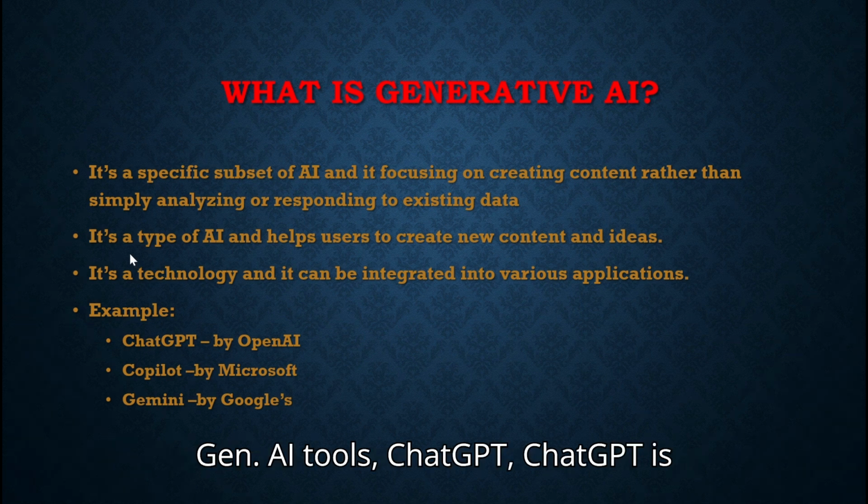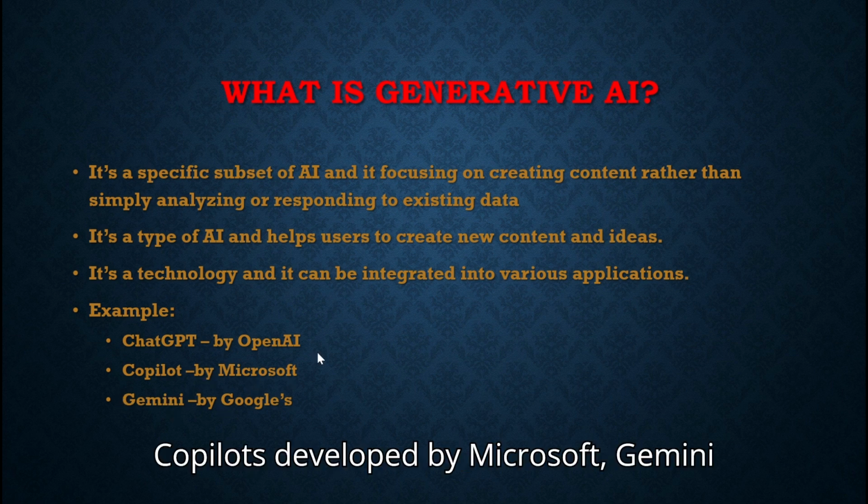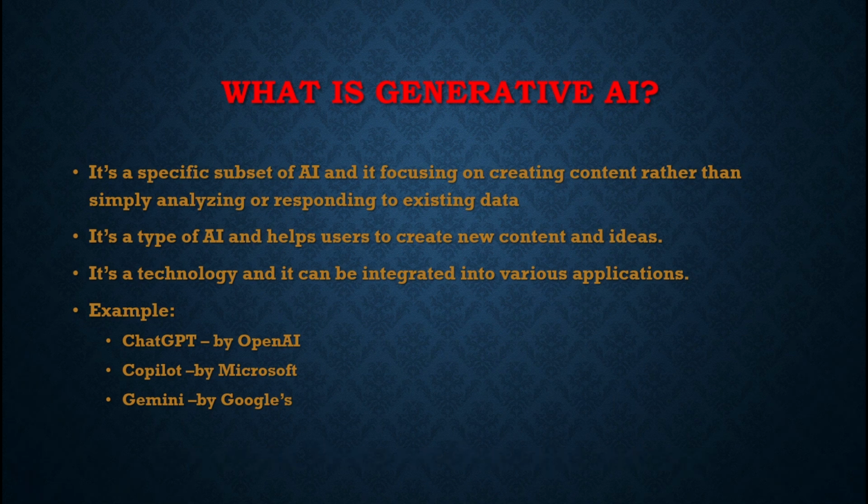Examples of Gen AI tools: ChatGPT, Copilot, Gemini. ChatGPT is developed by OpenAI. Copilot is developed by Microsoft. Gemini is by Google. These are the major common Gen AI tools.